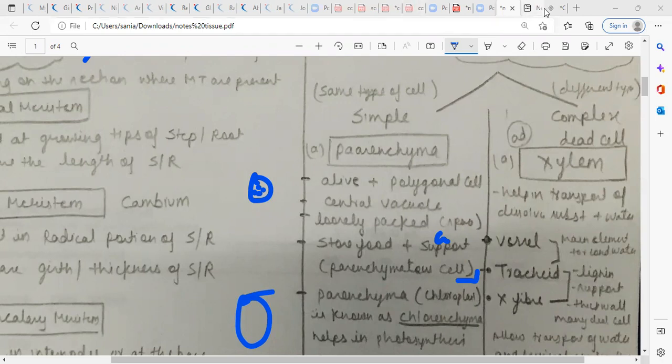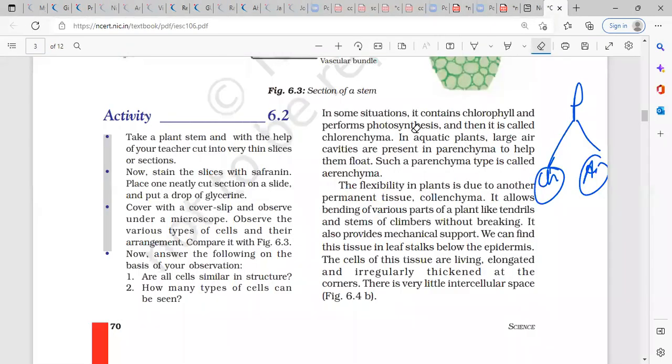After this, you will write these two points. In some situations, it contains chlorophyll and performs photosynthesis, and then it is called chlorenchyma. You will underline this. Then this point: in aquatic plants, large air cavities are present in parenchyma to help them float. Such parenchyma is called aerenchyma.